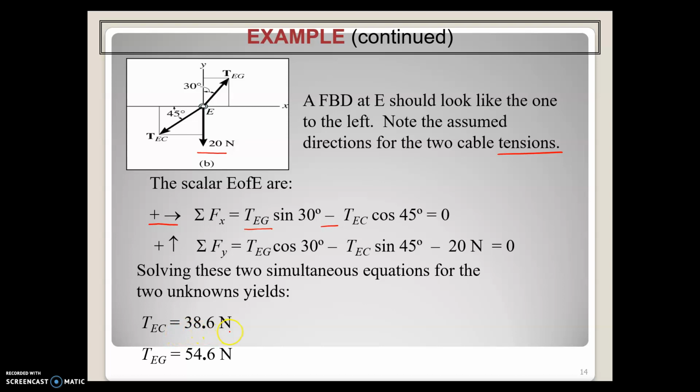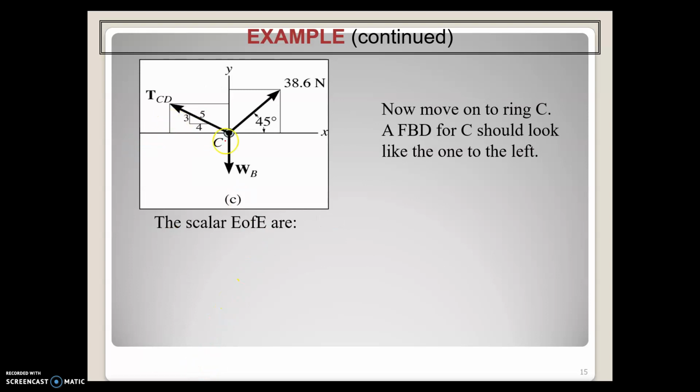Then, you can solve these two simultaneous equations. You get 38.6 for TEC. You got 54.6 for TEG. Alright? Simple, right? Then, it's not finished yet actually. There is another FBD that we have to draw. This is another FBD, for the particle at C.